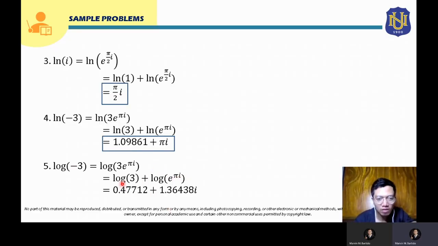From that, we can simplify this. We know that the log of 3 is 0.47712. And pi i can be put down beside log, so pi i times log e. That will be pi times log of e. So the answer for that will be 1.36438 i. This will now be the answer for number 5.